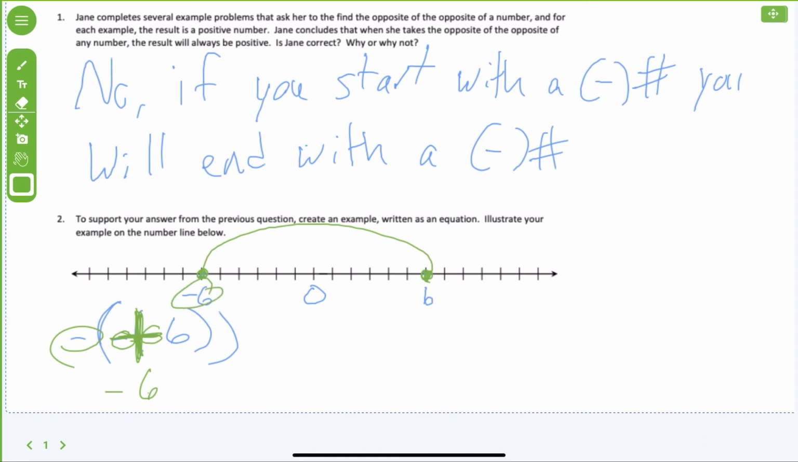Okay? So start here. We go to find the opposite where it sits. Now we're going to do the opposite of the opposite. So this is the opposite of negative 6. And this is the opposite of the opposite, and gets us back to -6. Okay?